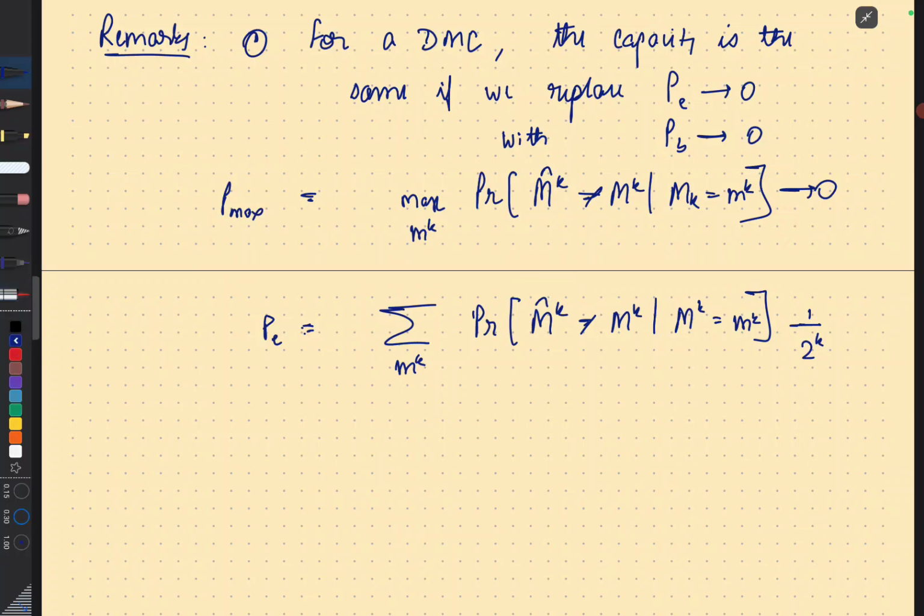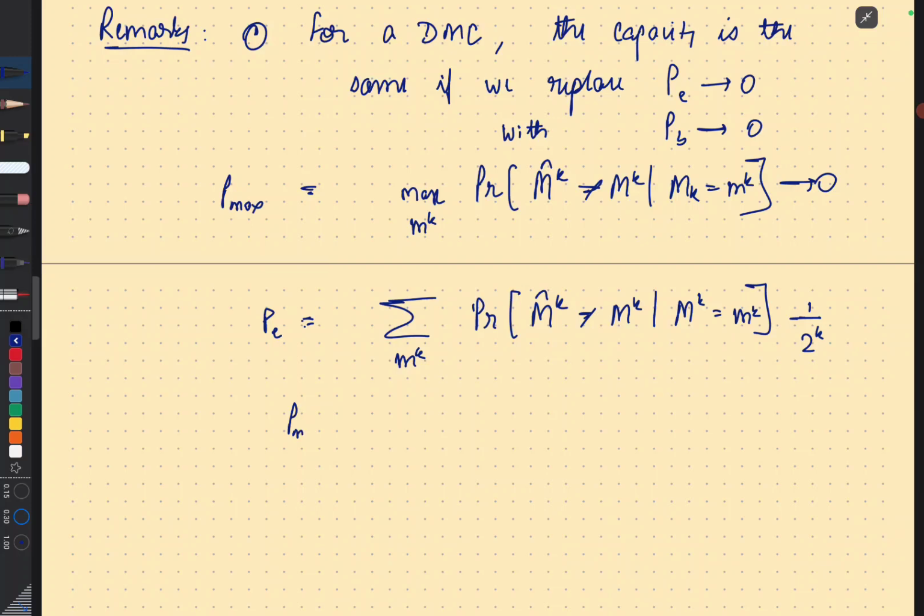Right? One thing is straightforward. The maximum probability of error is always going to be greater than or equal to the average probability of error. And this quantity is always going to be greater than or equal to the probability of bit error. So these are all weaker requirements. Definitely if this goes to 0, then both of these go to 0. But just because this goes to 0 doesn't mean that either of these should go down to 0.